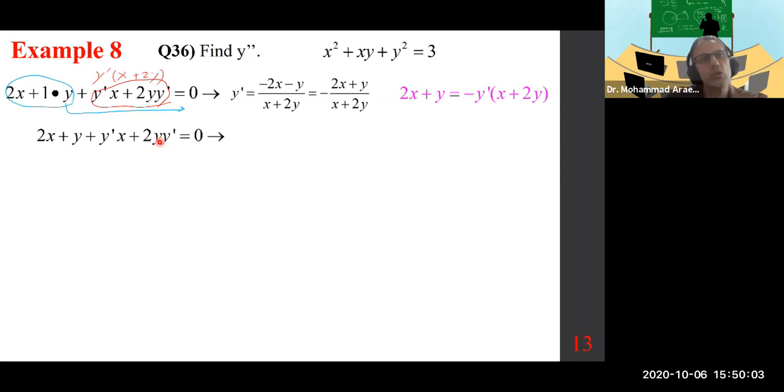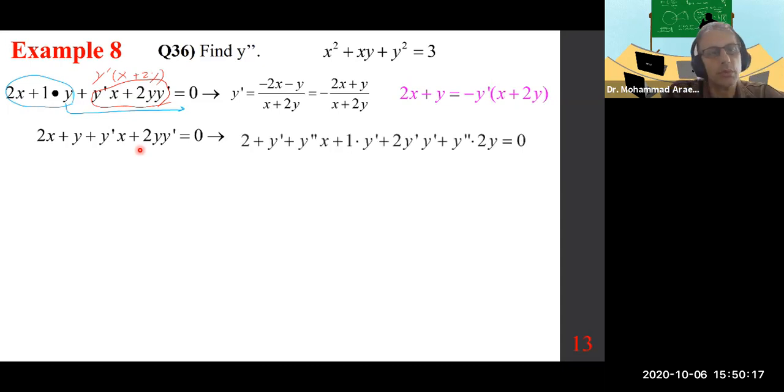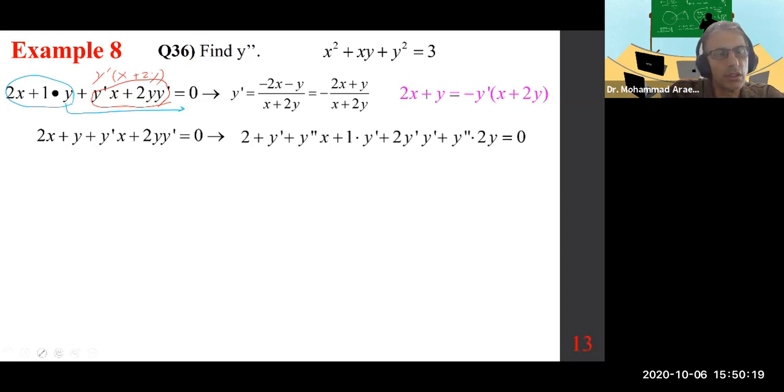What is the derivative of 2y? 2y prime times y prime. What is the derivative of y prime? Y double prime times 2y, and the right side is a number, so it becomes 0. So let me make sure everybody understands what's going on here by doing this.